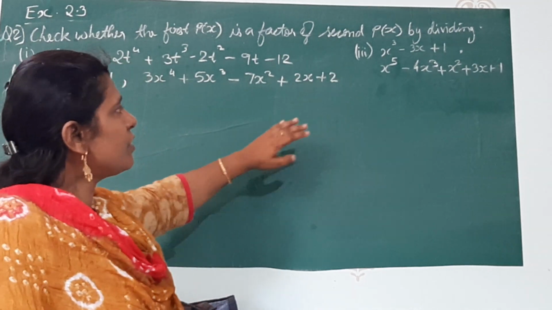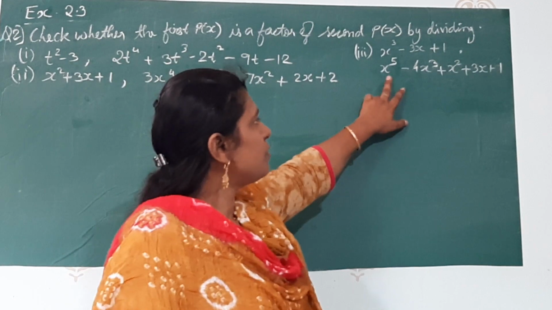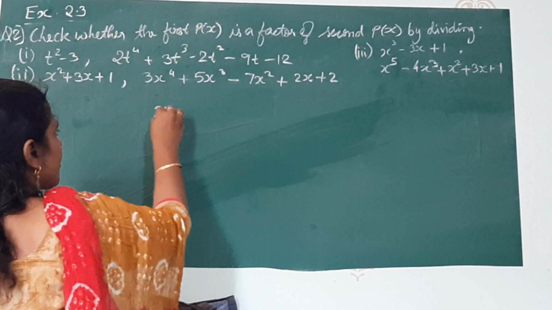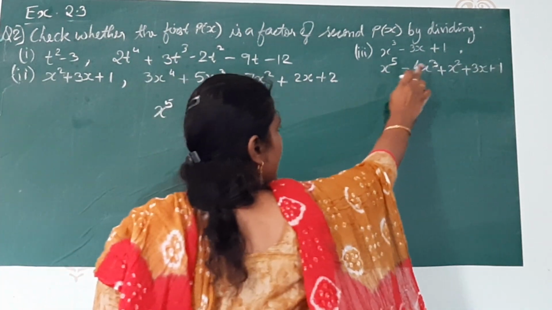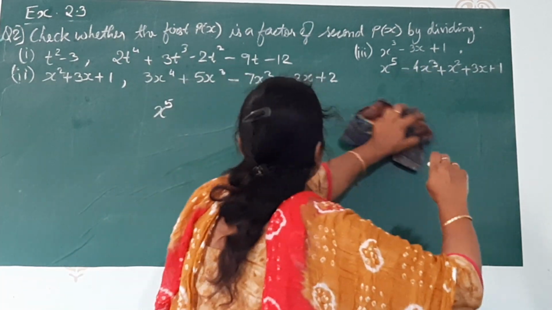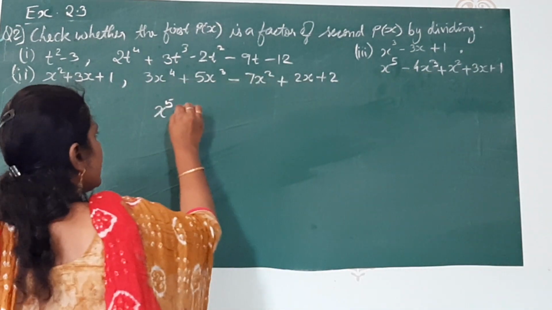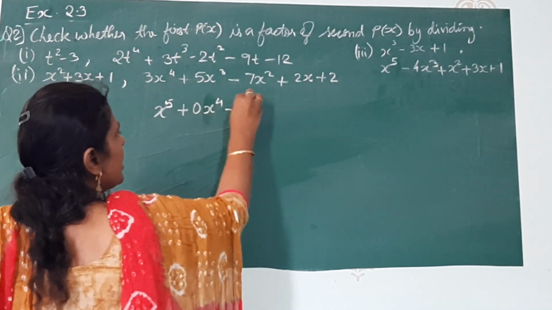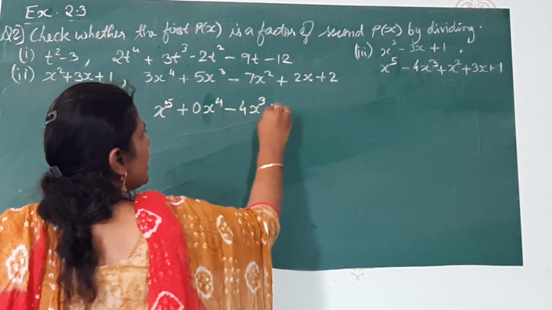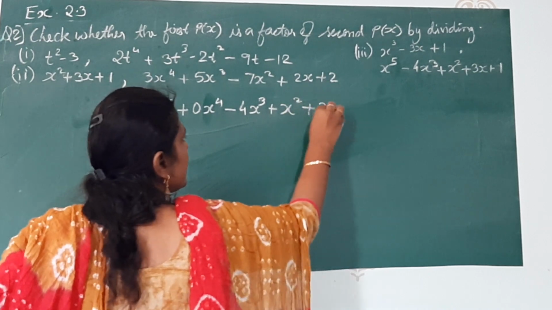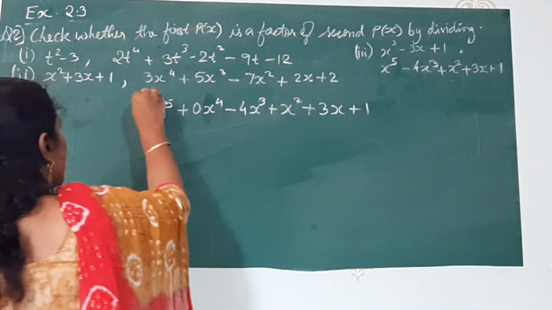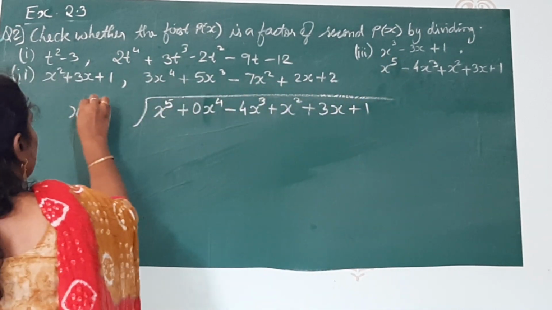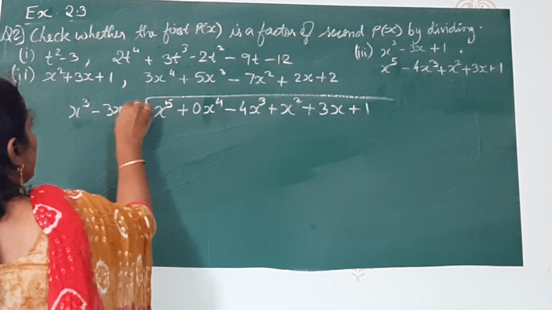So here, which one will I do? I think better I will do the third one, because here again a missing term is there. That is x power 5 and then directly we have x cube. Okay, we have power 3. So we will write 0x power 4 minus 4x cube plus x square plus 3x plus 1. Okay, and here this has to be divided by x cube minus 3x plus 1.